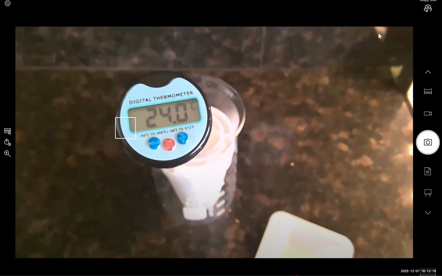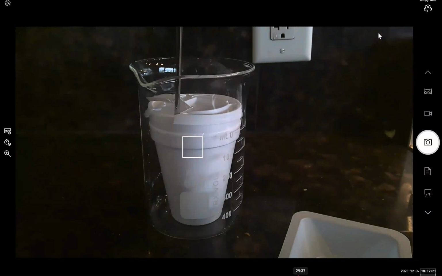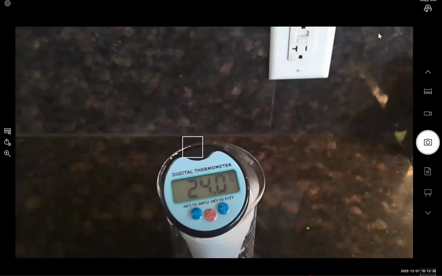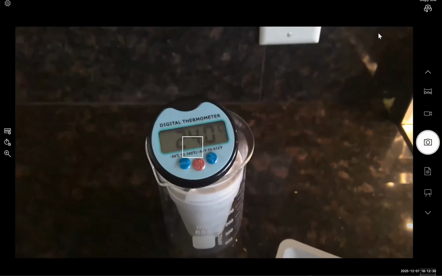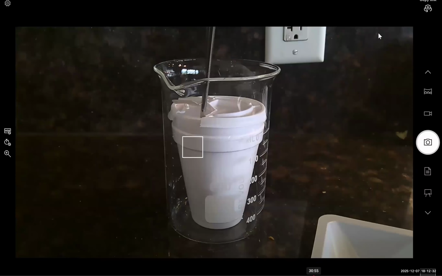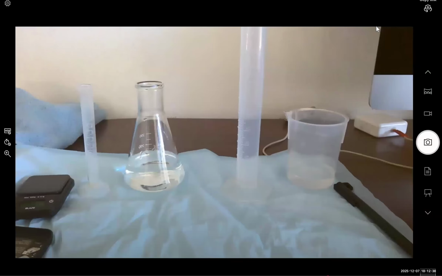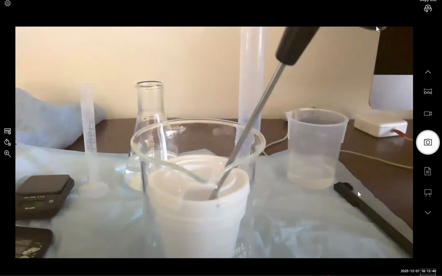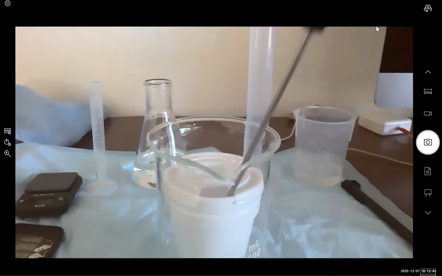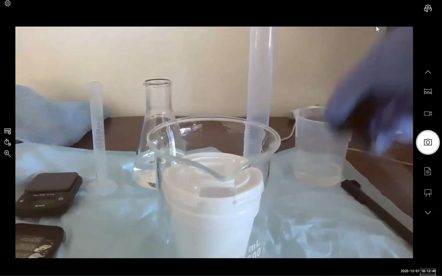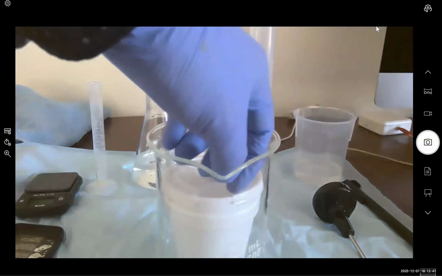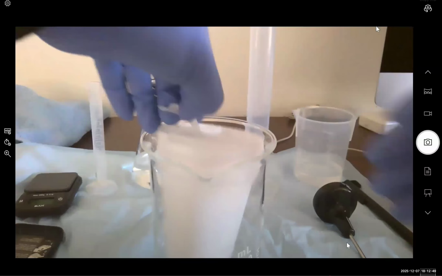Okay, so that's pretty much set for trial 2. Temperature is still at 24.0, holding consistently. So that concludes our trial 2. We're now ready to set up our calorimeter for trial 3. So we're going to clear out the water, transfer out the metal piece, and get things ready for our third trial.